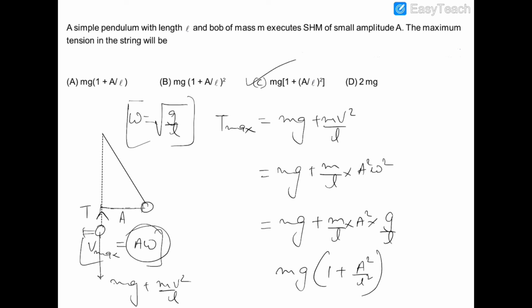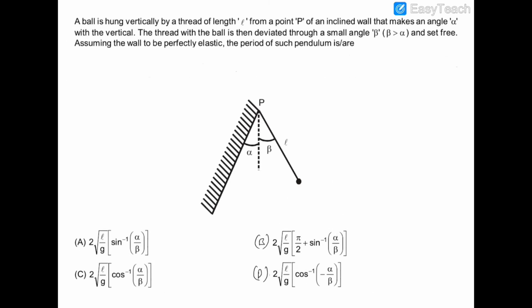Now let's move on to the next question. In this question, you can see that there is a pendulum ball which is connected with a rope of length L, and the pivot point is P.